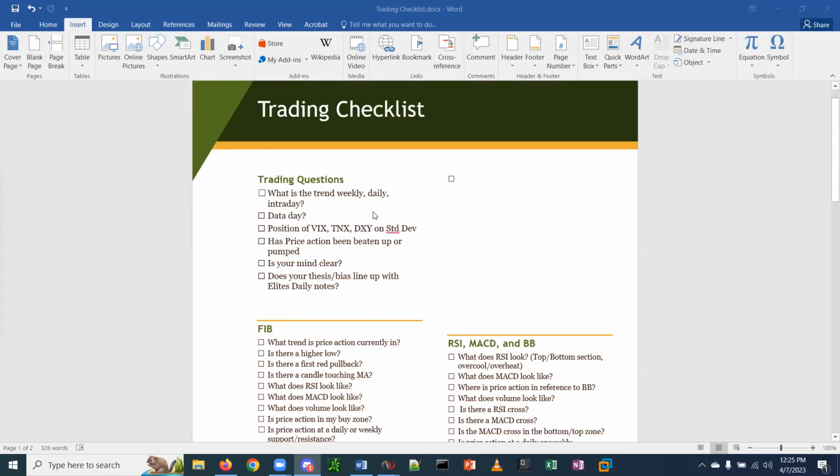You structure it however you want, but you want to put the trading questions first. You want to go into the day with some bias: either choppy day bias, long bias, or short bias. And then you definitely need a clear mind. So if you're having a fucked up day, woke up on the wrong side of the bed for some reason or another, take it slow.